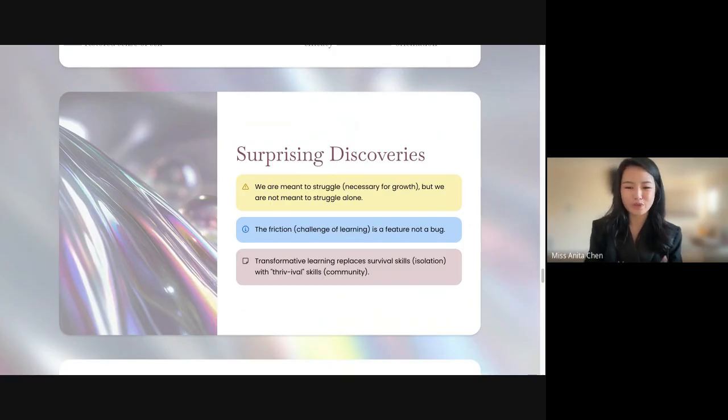Isolation might help you survive, but it won't help you thrive. In order to thrive, you have to learn how to live in community, how to communicate, how to lead, how to share your challenges and help others with their challenges.